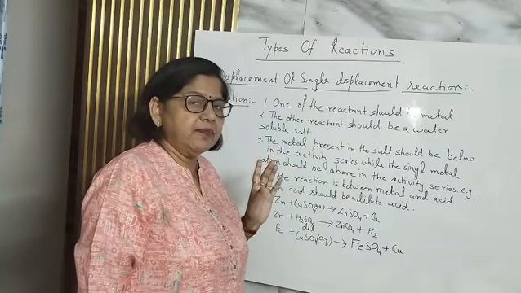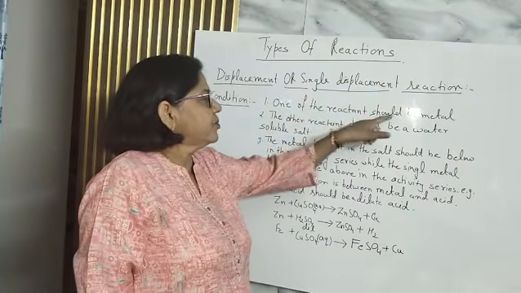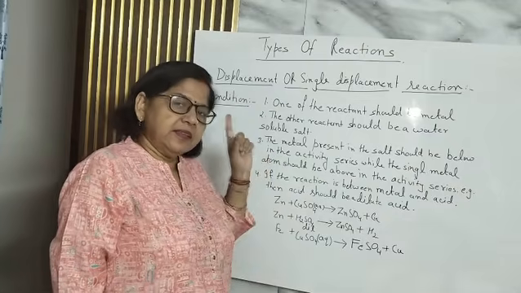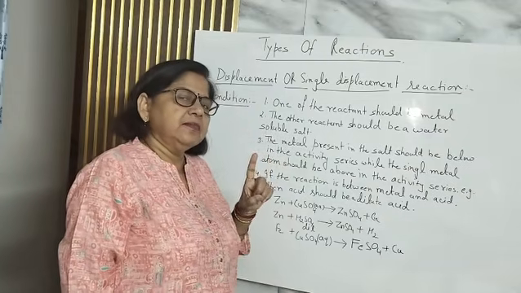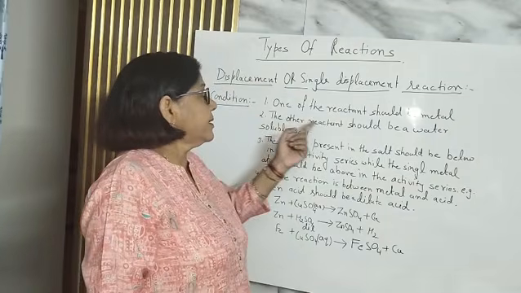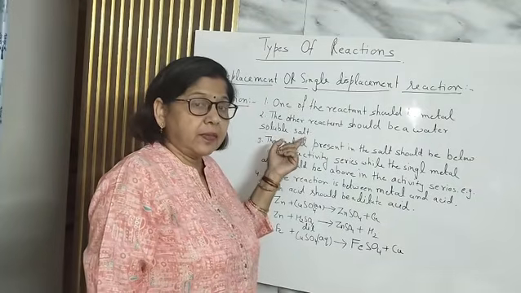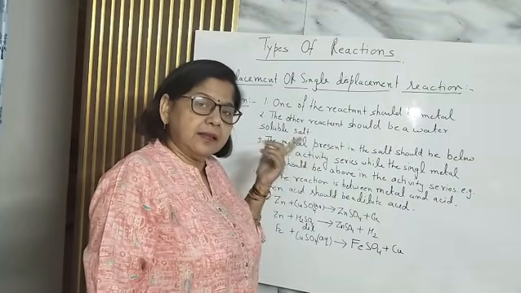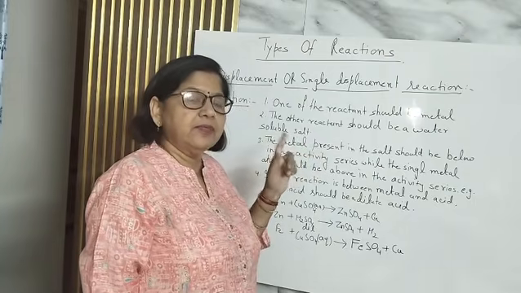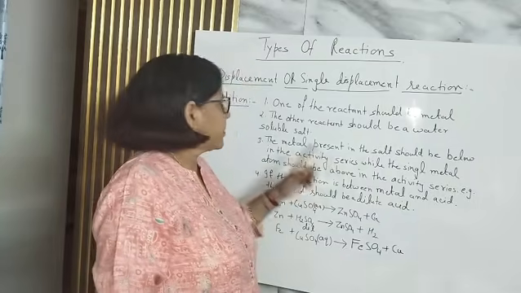the conditions are very important. Number one, one of the reactants should be a metal, right? For this kind of reaction, one reactant should be a metal. Number two, the other reactant should be a water soluble salt, right? That means we can have that salt in the aqueous state, right?